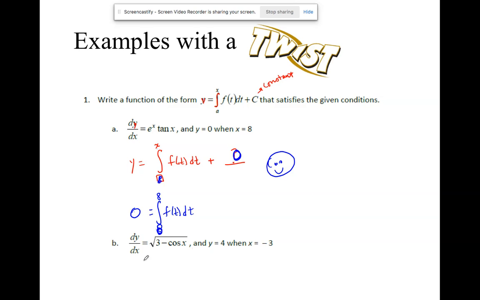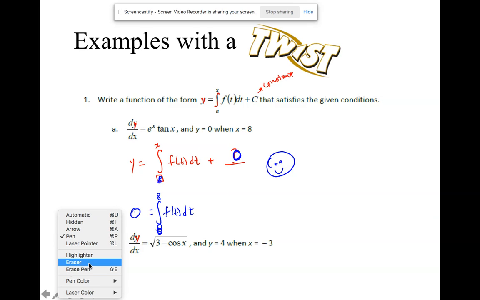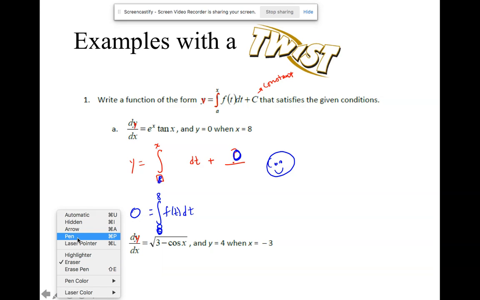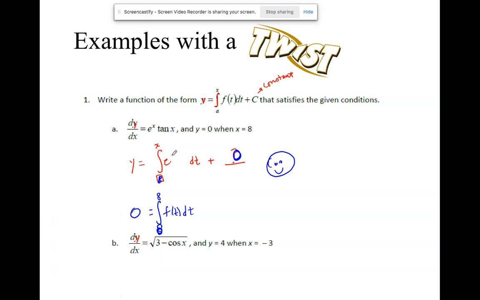So can you try this one? Look at this one. Again, here's y. The derivative of y is this thing. Right? I'm going to put, this is the derivative. The derivative gets copied into here. But what about this one?